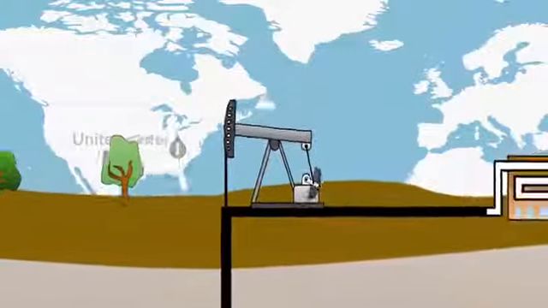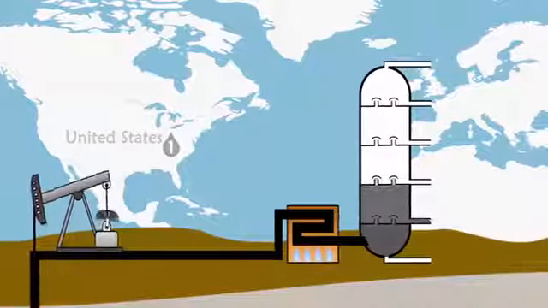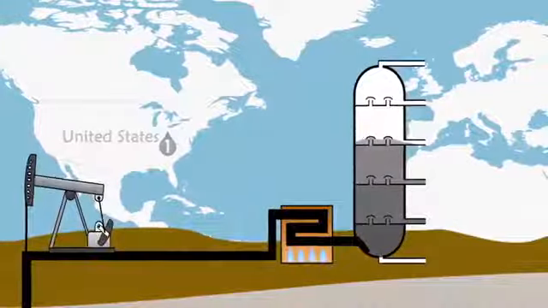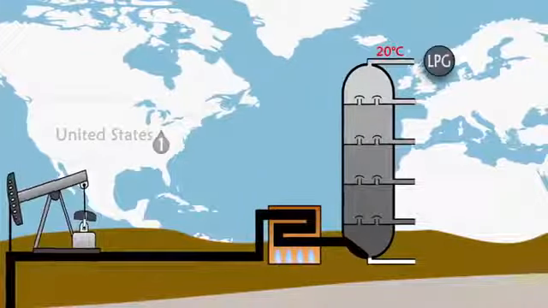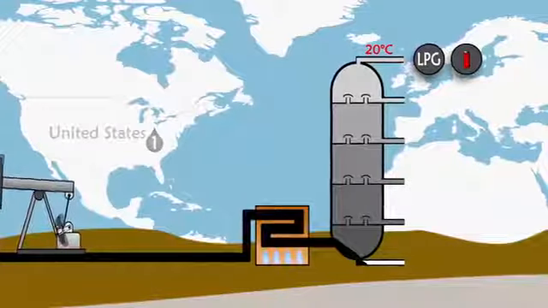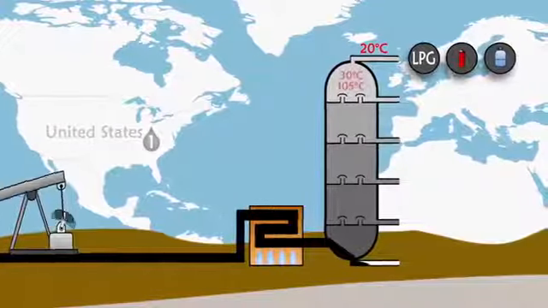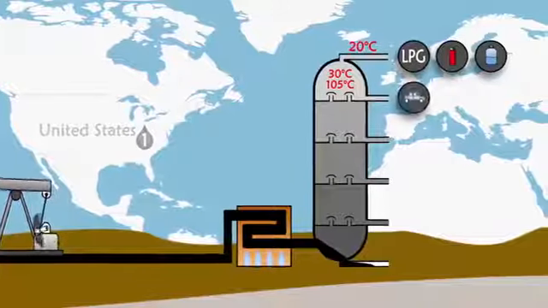Crude oil, once extracted, is distilled in a refinery to separate the hydrocarbons as needed. The lighter molecules evaporate to the top of the distillation column, where the temperature is around 20 degrees Celsius. Liquefied petroleum gases are harvested and used, among other things, in lighters and in kitchens. Between 30 and 105 degrees Celsius, gasoline for cars is produced.